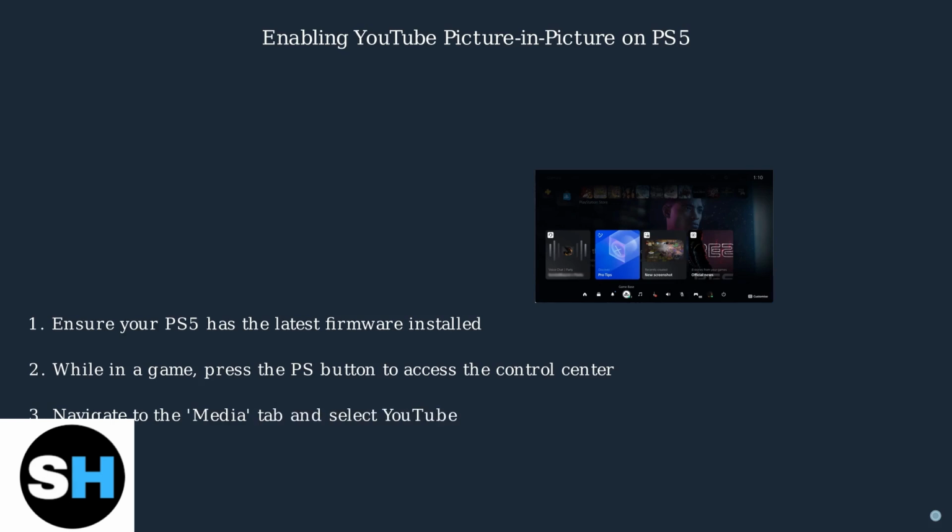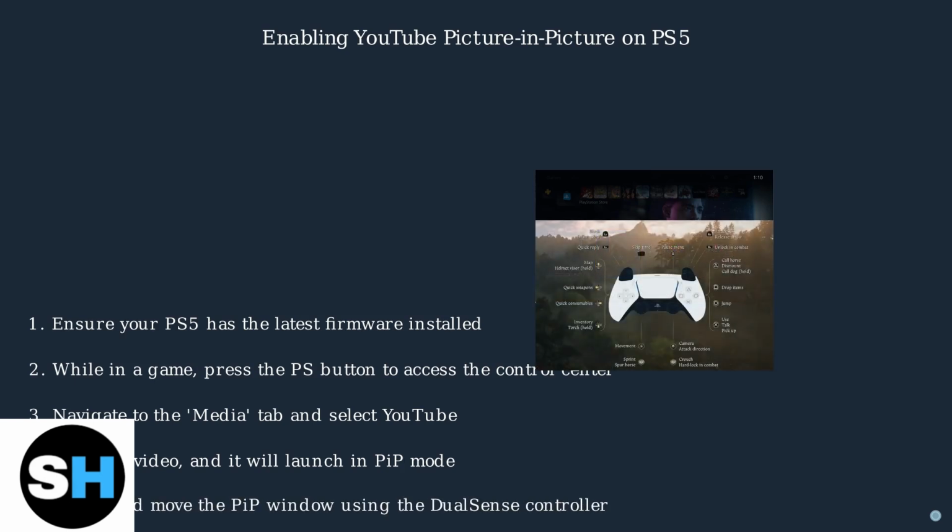Navigate to the Media tab and select YouTube. Choose a video, and it will automatically launch in PIP mode. The PiP window can be resized and moved using the DualSense controller. Note that this feature requires a stable internet connection and a PlayStation Network account.